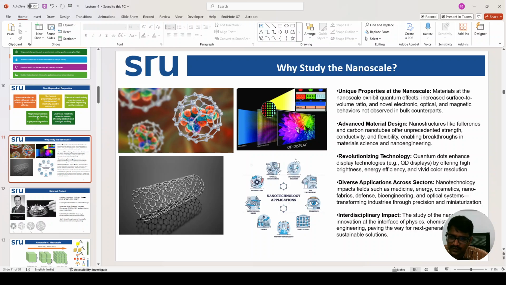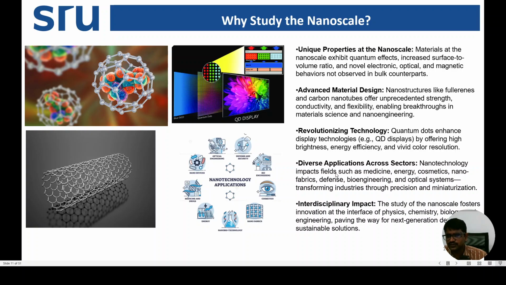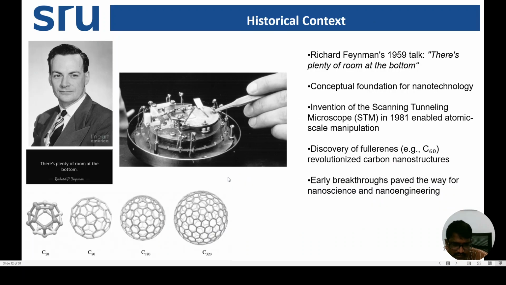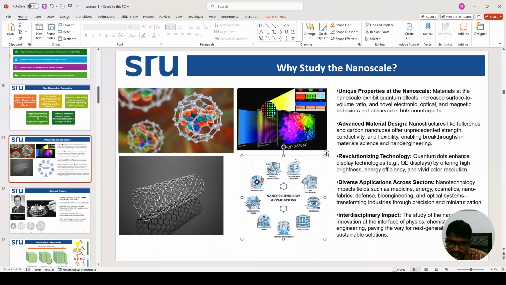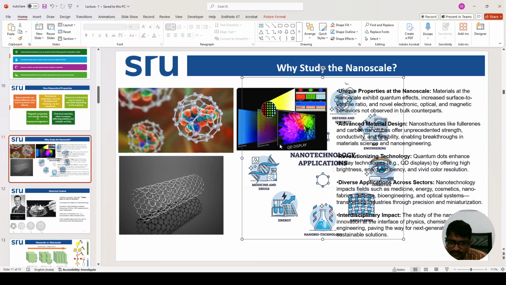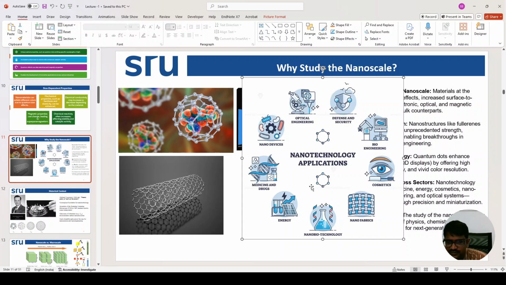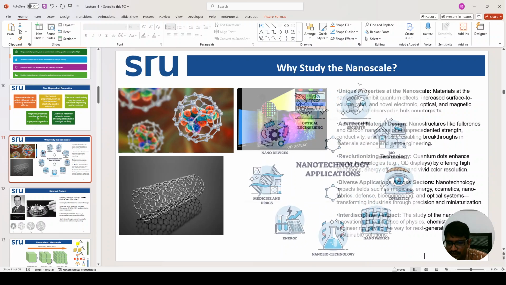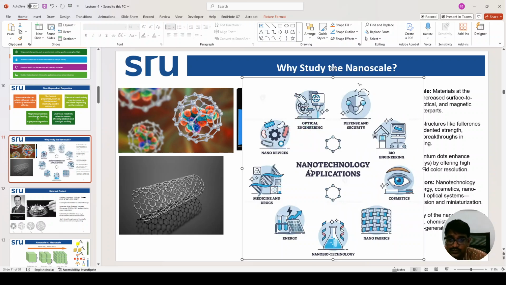So what else do we need? A television should be very bright and energy efficient, right? So nanotechnology is playing a big role in display technology. This is a carbon nanotube, and these carbon nanotubes are useful here. And you can also see other applications. If you see this image, see how many different applications we have by using nanotechnology.